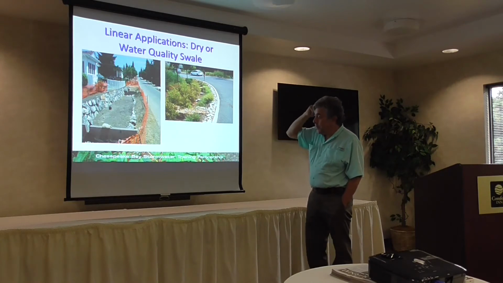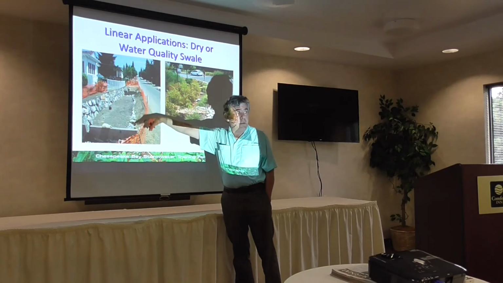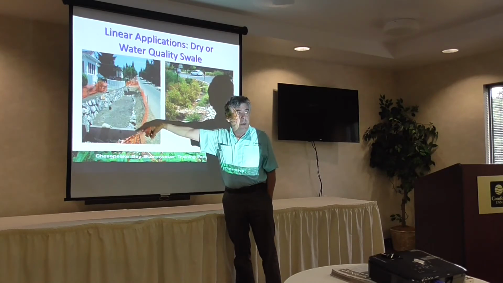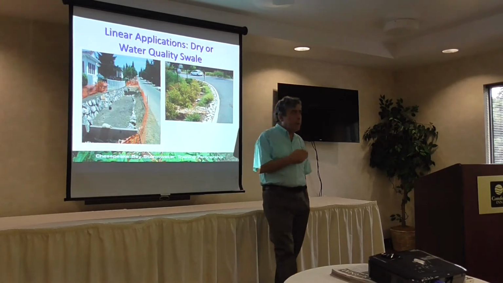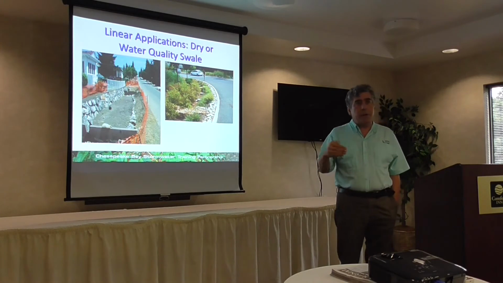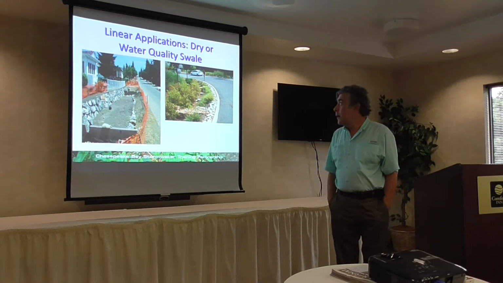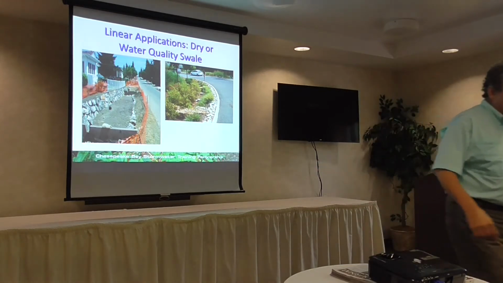And then here's some more photos of the application of dry swales, which is just a linear form of bioretention. You can see this is actually from Seattle, Washington. It's coming down a fairly steep street, and they're using these concrete weirs to create essentially the cells in a kind of a staircase progression. It's pretty fancy design.